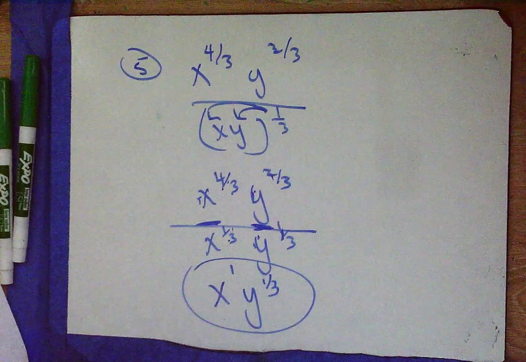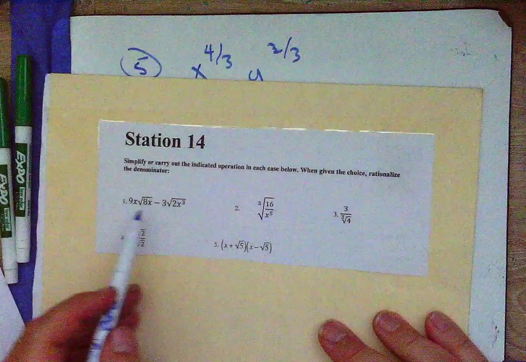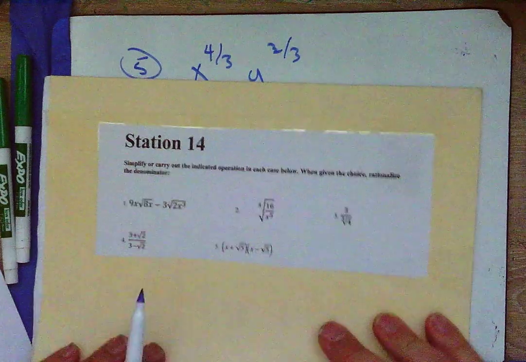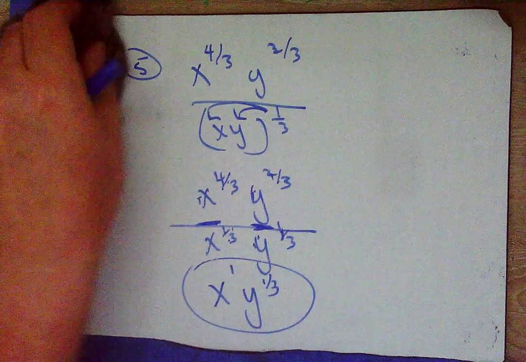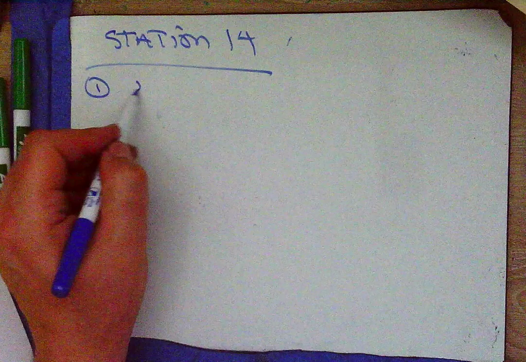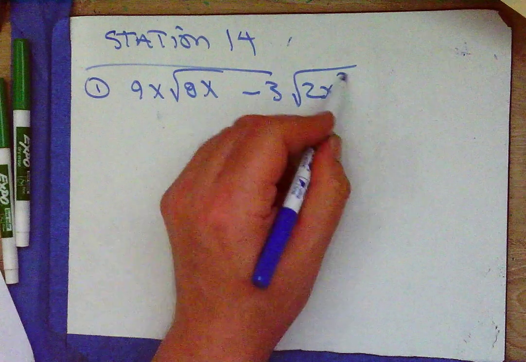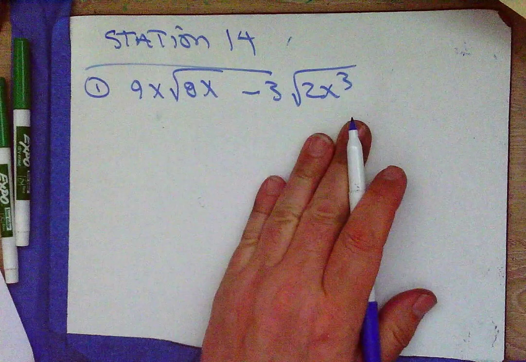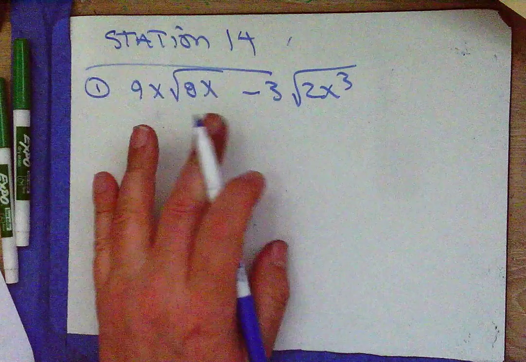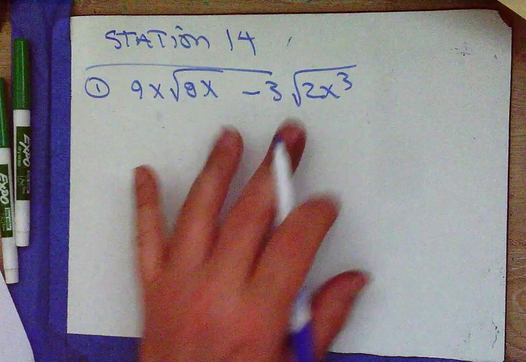Okay, last station. Last station is more radical stuff. Okay, station 14. Let's go. All right, so we've got number 1, 9x square root of 8x minus 3, 2x to the third. So I want to simplify each of these radicals first because I can't do the subtraction unless these have the same radicand, the same stuff under the radical.